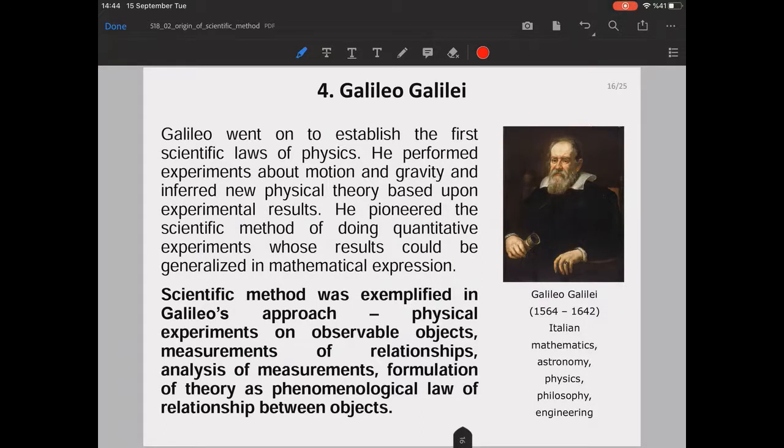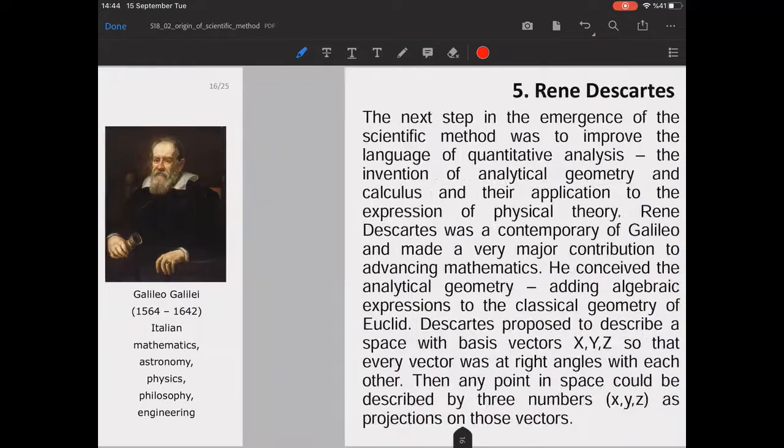He pioneered the scientific method of doing quantitative experiments whose results could be generalized in mathematical expressions. Scientific method was exemplified in Galilei's approach: physical experiments on observable objects, measurements of relationships, analysis of measurements, formulation of theory as a phenomenological law of relationship between objects. These are the key steps or important parts of the scientific approach.